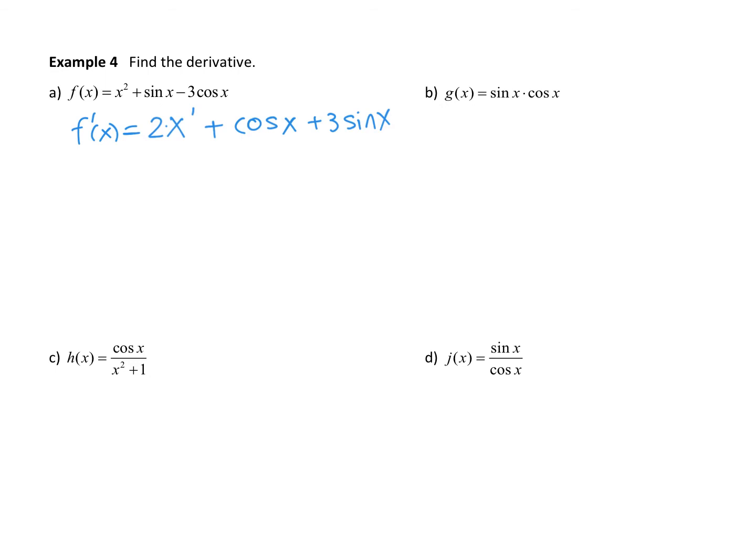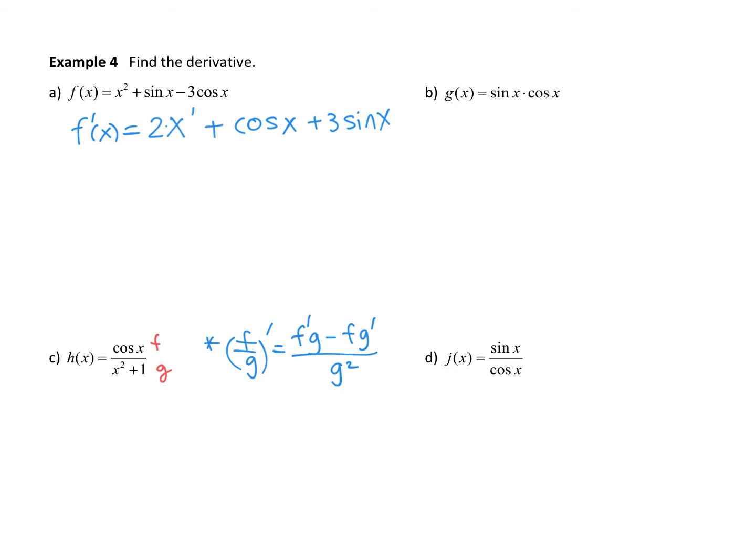Let me do one more. Maybe I'll do part C, and then I'll have you finish the rest of it. Part C has cosine over x squared minus 1. So here I'm going to use the quotient rule. I have something over something. So just to refresh my memory, f over g prime is f prime g minus f g prime over g squared. In this case, my f is going to be cosine, my g is going to be x squared plus 1.